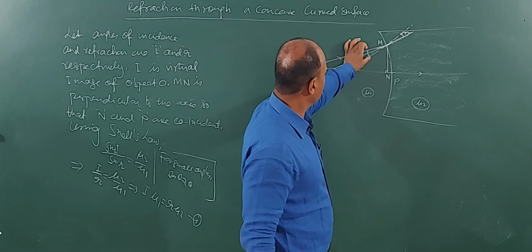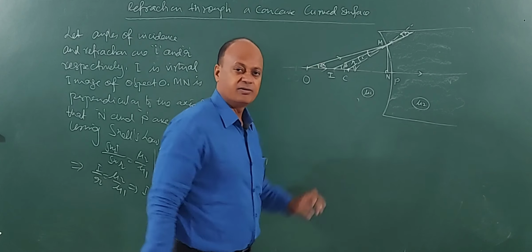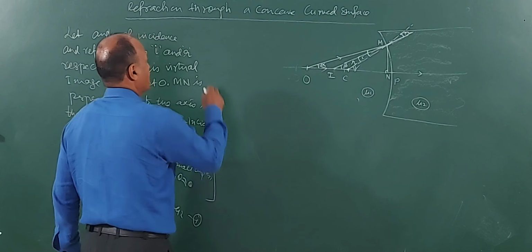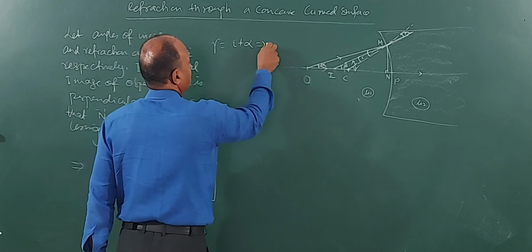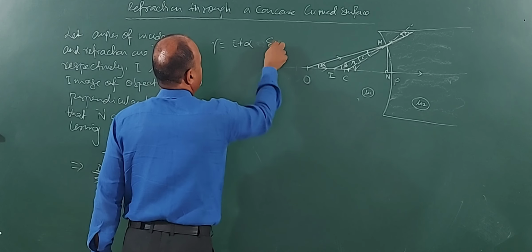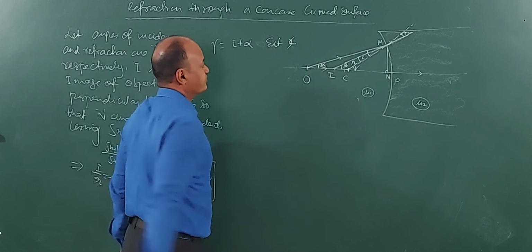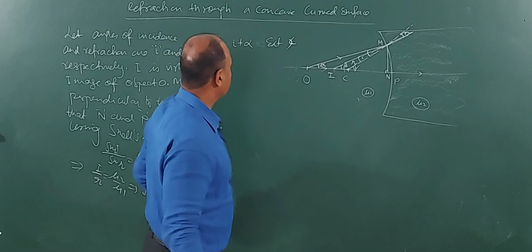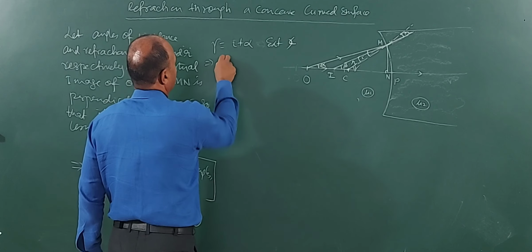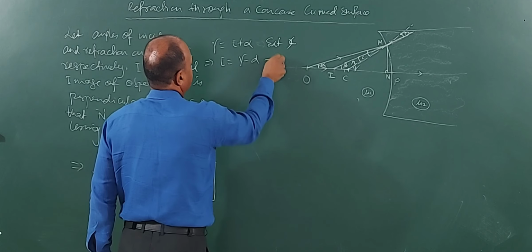Gamma is going to be equal to what? I plus alpha. Gamma equals I plus alpha. So, what is the reason here? External angle. Gamma is equal to I plus alpha. So, how much is I? I is equal to gamma minus alpha. This is equation 2.